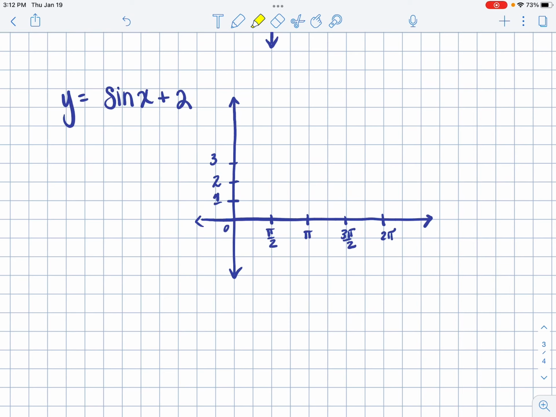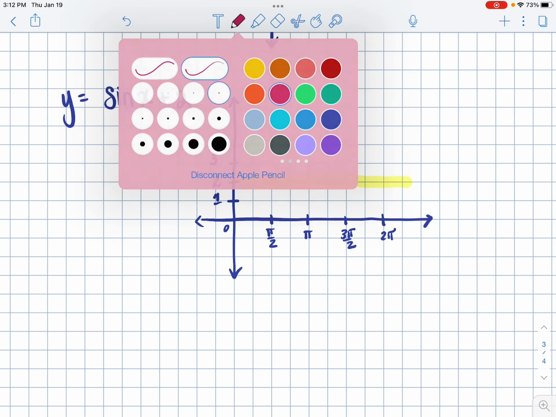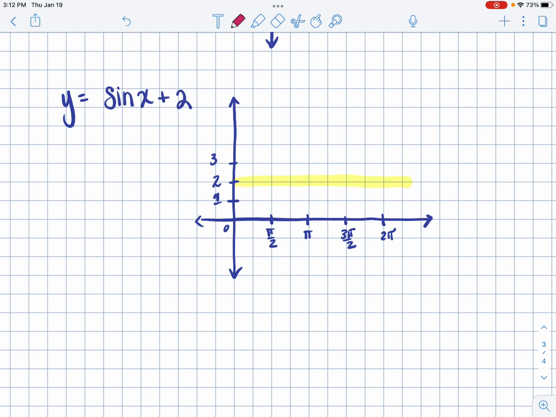If you remember in class, what I like to do is grab my highlighter and put myself a line right there so that visually that helps me out a little bit. All right, sine will start in the middle, so now the middle of the graph is here at 2. It's going to go up 1 to 3, back to the middle, then down to 1, and then back up to the middle. Again, our amplitude didn't change, it stayed 1, so that's why I just went up 1 and down 1, and that was a vertical shift.